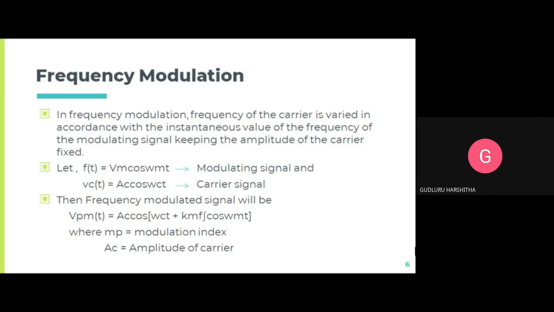Now let's see what is the frequency modulation. Frequency modulation is the encoding of information in a carrier wave by varying the instantaneous frequency of the wave. The technology is used in telecommunications, radio broadcasting, signal processing, and computing. The frequency modulating signal will be Vpm of t equals AC cos of omega ct plus kmf integral cos omega mt, where mt is the modulation index, AC is the amplitude of carrier.